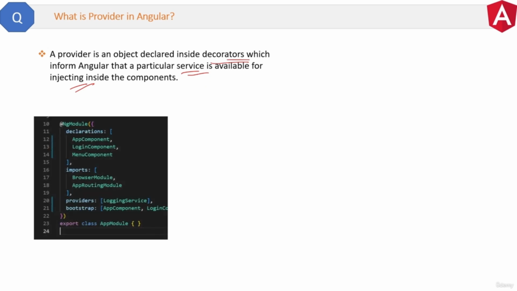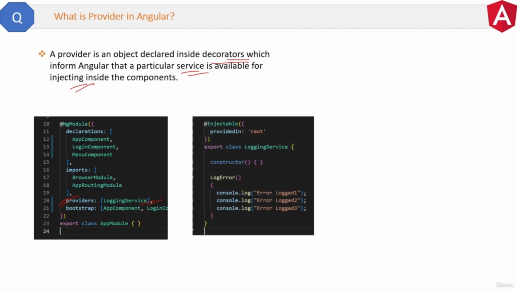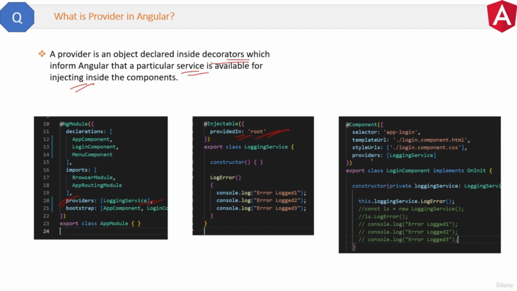First, at the module level, like this inside the @NgModule decorator, and then this service will be available to the module components. Then next at the application root level, like this inside the service and @Injectable decorator, and then this service will be available to all the application components. And then at this component decorator level like this, and then this service will be available to this particular component and its child components. This is the short and simple answer of this question.